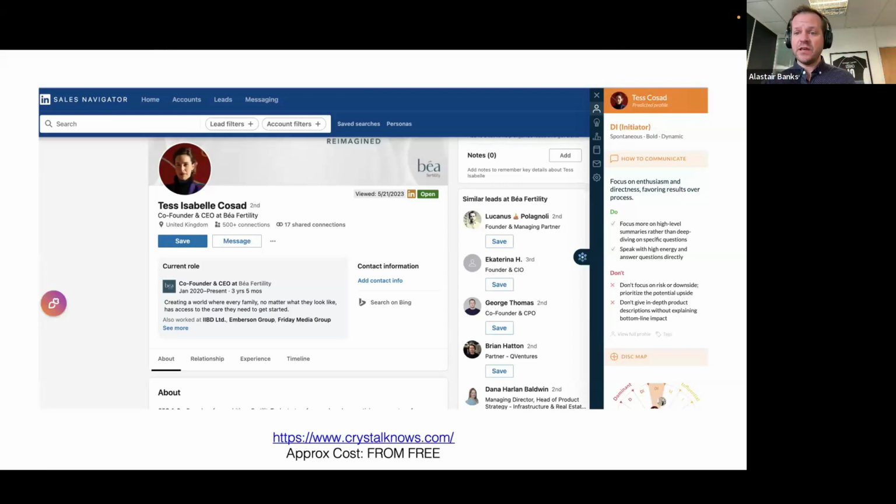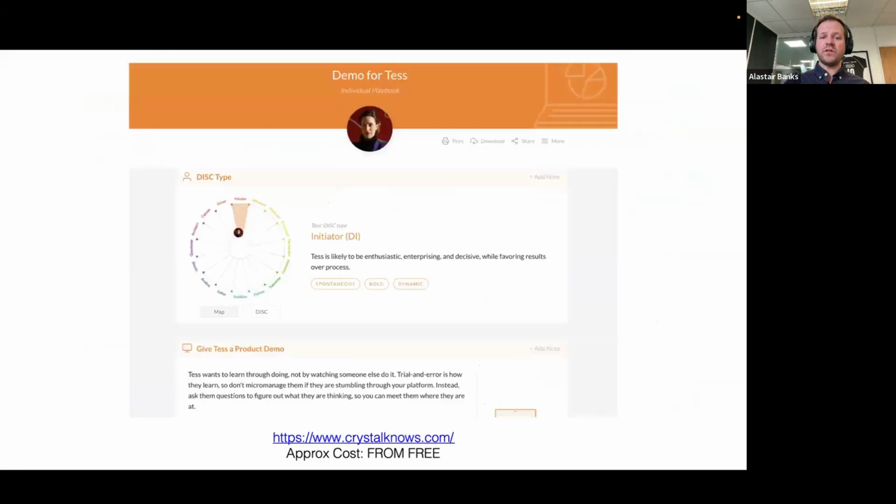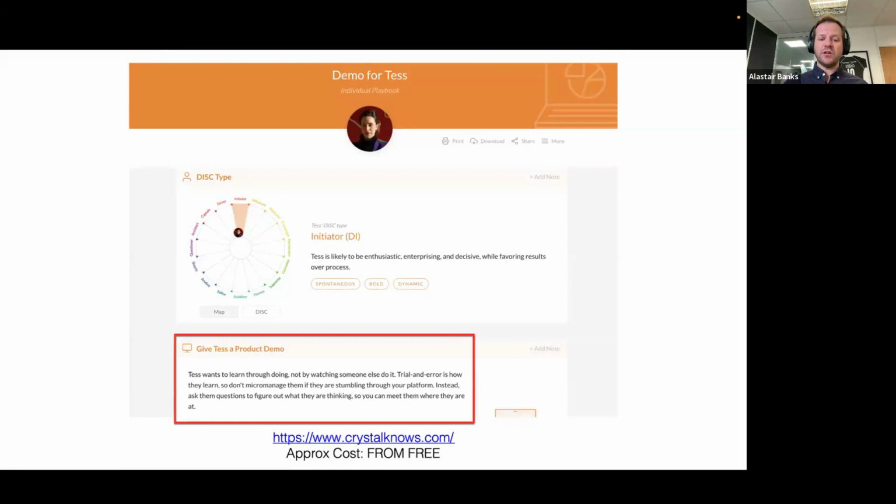So you can see here that here's me looking at Tess, and over on the right hand side you can see it's saying that she is what's called a DI initiator. If I were to scroll down, this is the kind of information it gives me. So it tells me what to do if I'm emailing Tess, what to do when I'm meeting Tess, what to do when I'm speaking to Tess. And then even more importantly, if I were to go to another page, if I were to run a demo on my technology for Tess, it gives me information like this, that she wants to learn through doing, not watching me doing it.